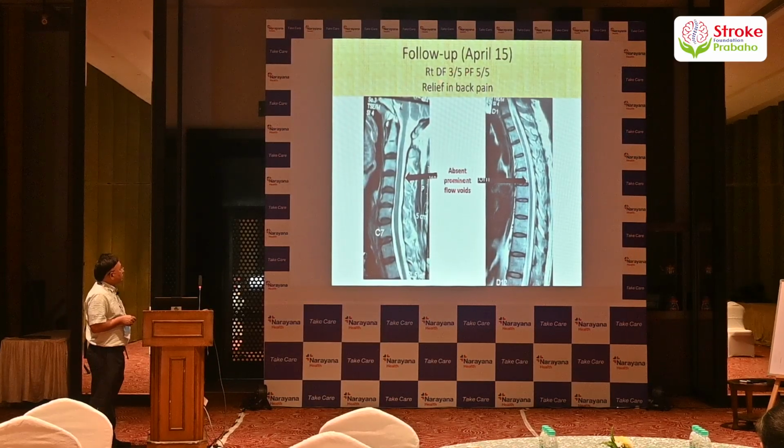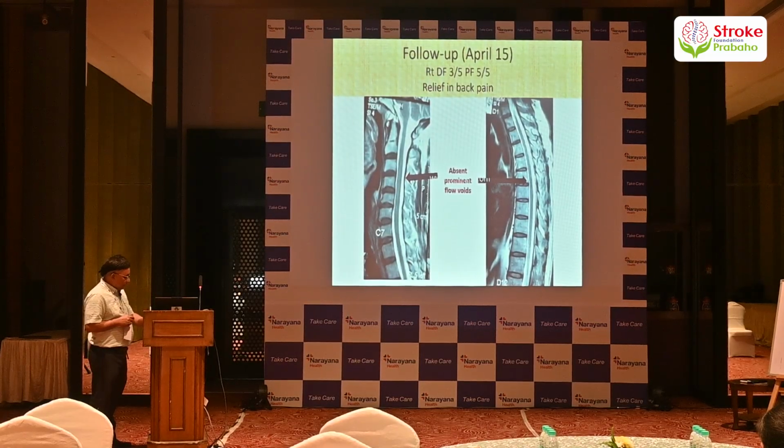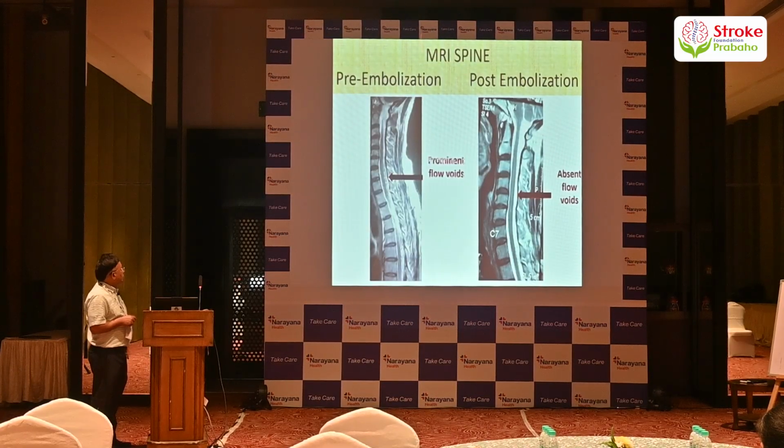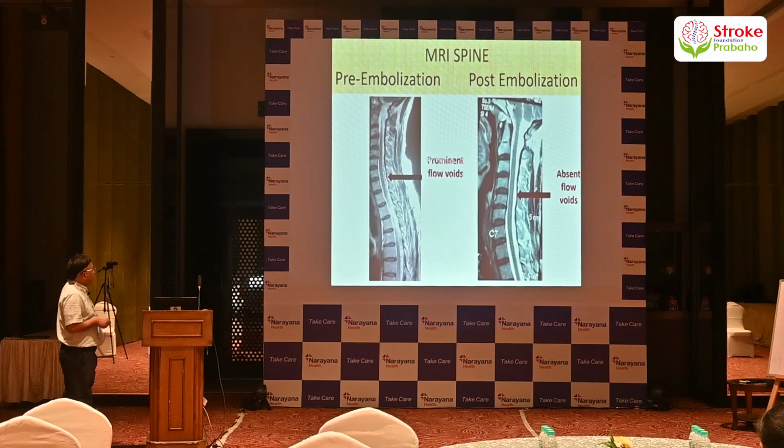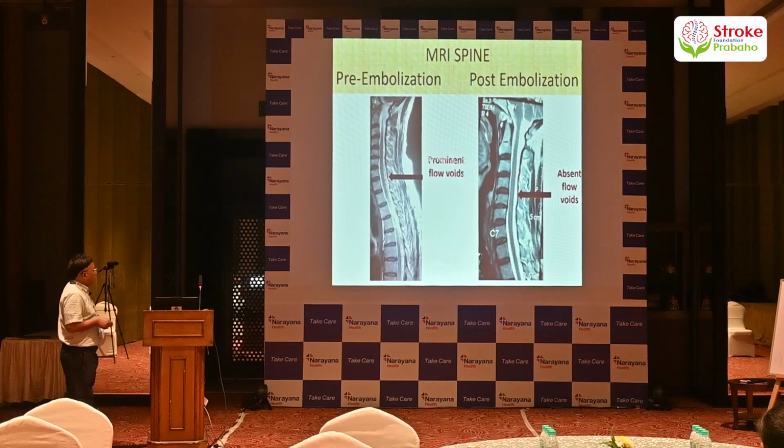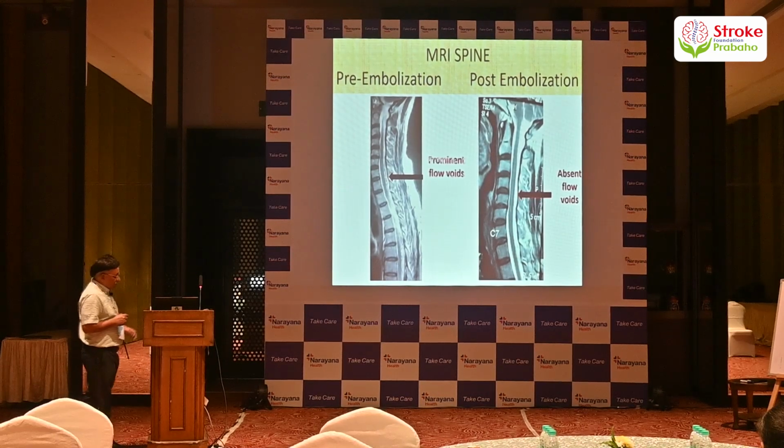So the power after 6 months improved from 1/5 to 3/5, and there was relief in back pain. So there is ambulation. You can see there are no flow voids, and there is no sign of venous hypertension in the form of cord edema.